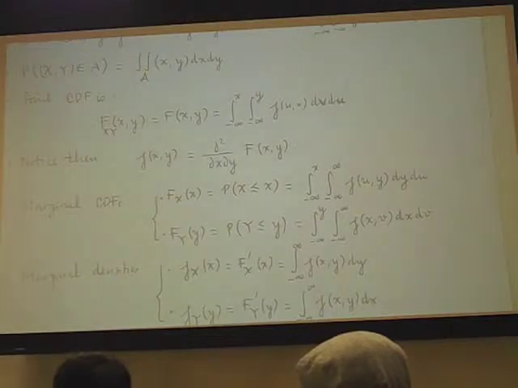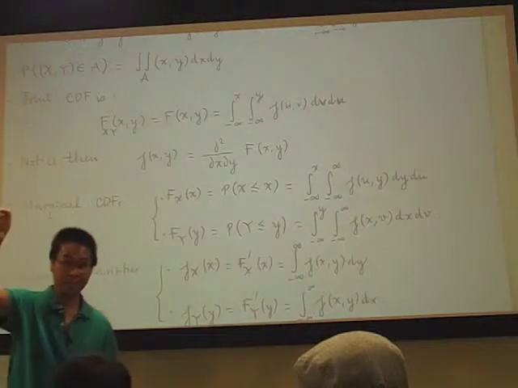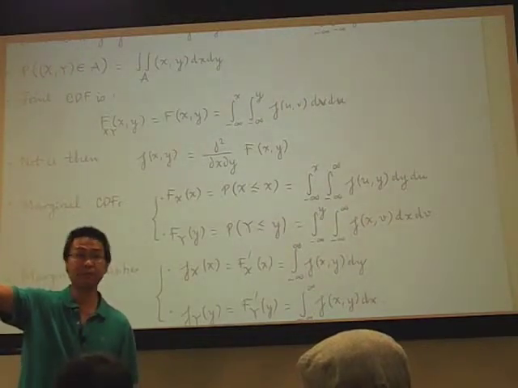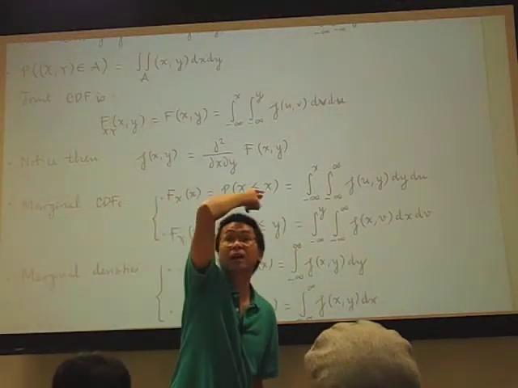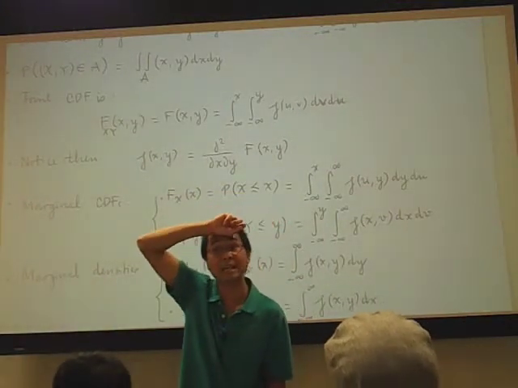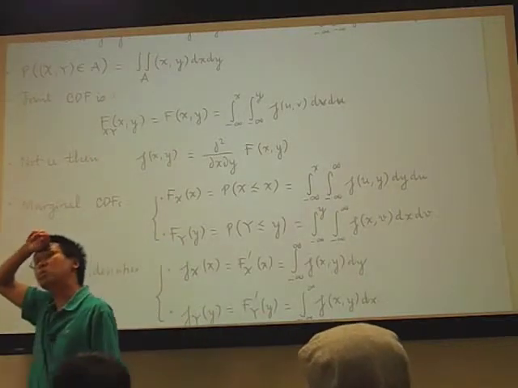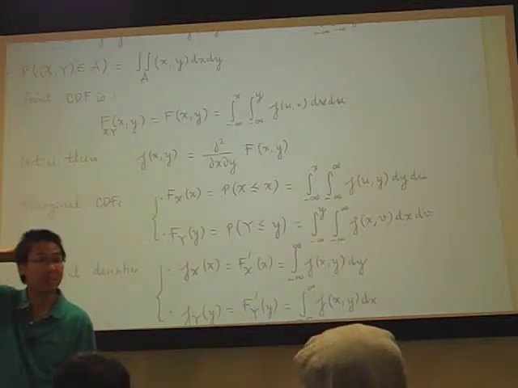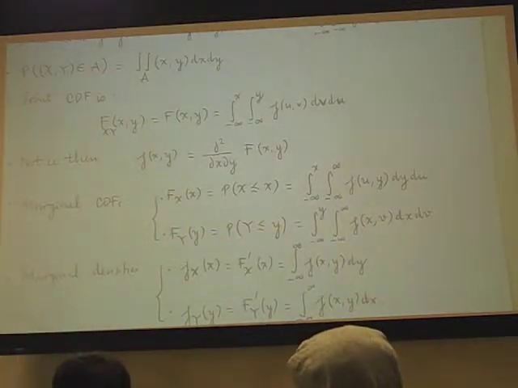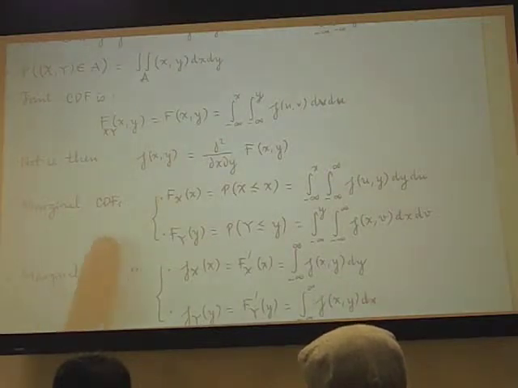And now, again, just like the discrete case, if I hold one variable constant, then the joint density function or the joint CDF right there is going to be just a function of the other one variable left, right? So therefore, you will be able to determine the marginal. The marginal density or the marginal CDF.